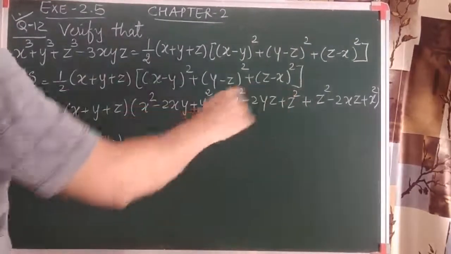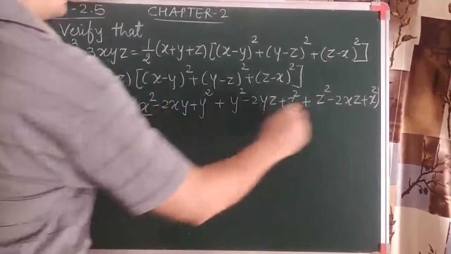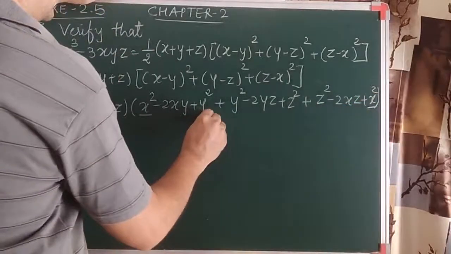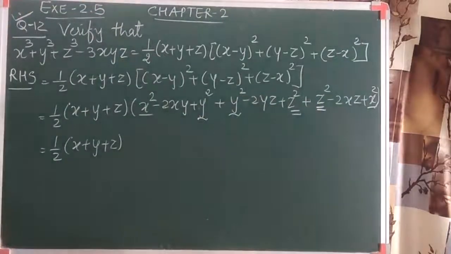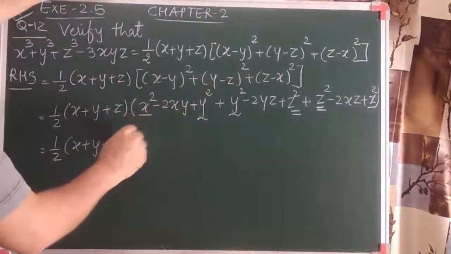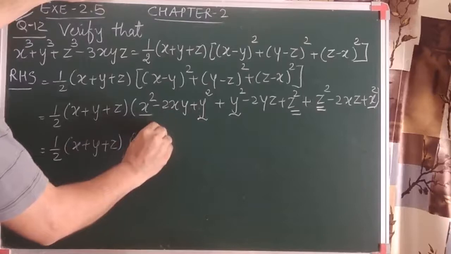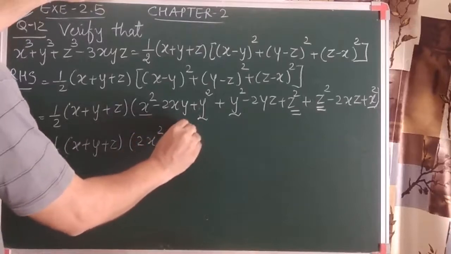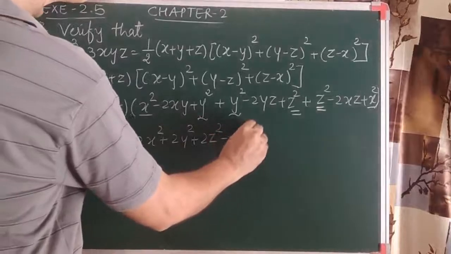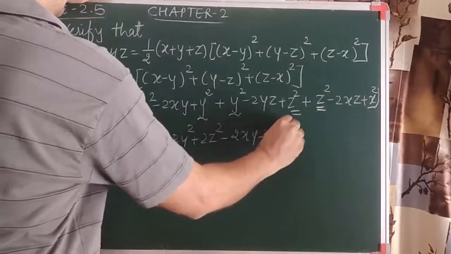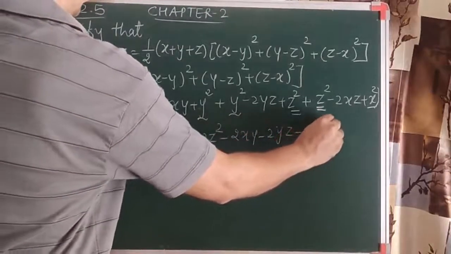Now let us find out which are the like terms. You can see that x and x, y and y, and in the same way z and z. No other like terms are there. So we have x square 2 times, y square 2 times, and z square 2 times. And the rest of the terms, let us write down as they are. There are no other like terms.